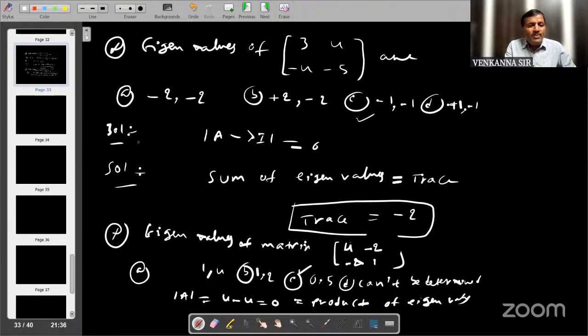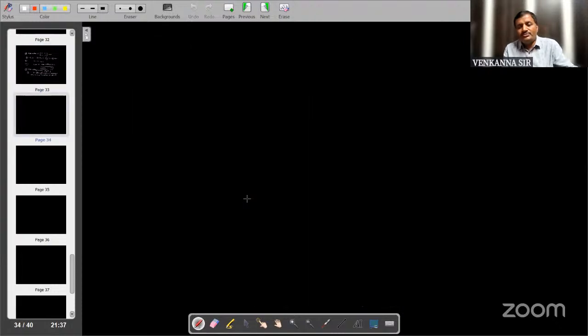So two properties we are applying here. One: sum of the eigenvalues is the trace. Two: product of the eigenvalues is the determinant. 0, 5 is the correct answer. 1, 4 is wrong. This is clear to all of you? Everybody understood? It's a very interesting question. Coming to our next question.